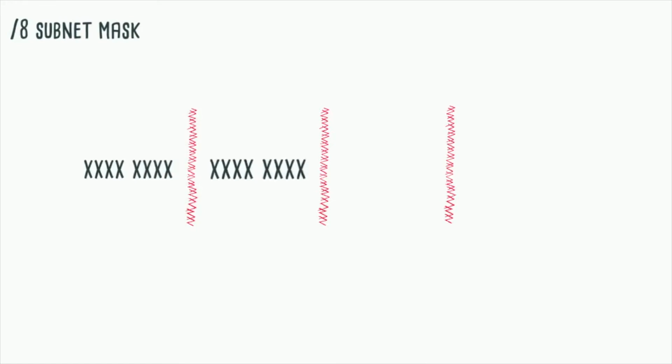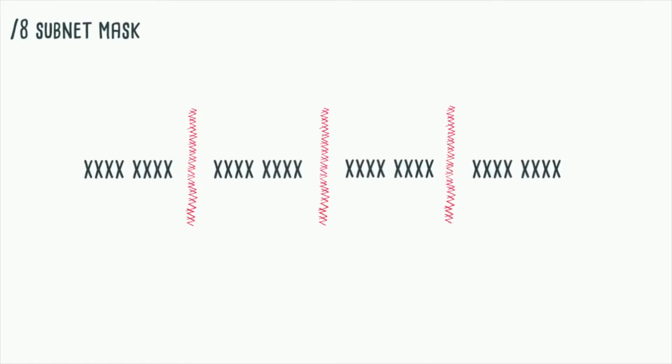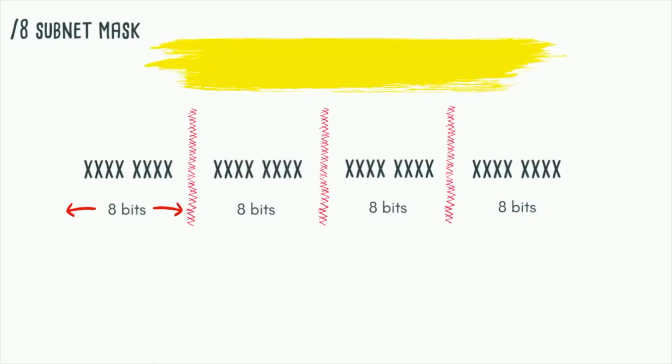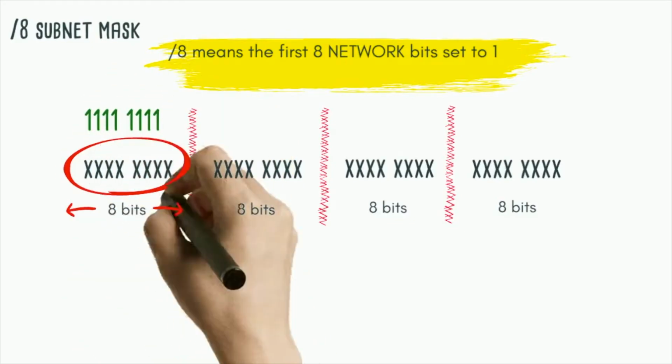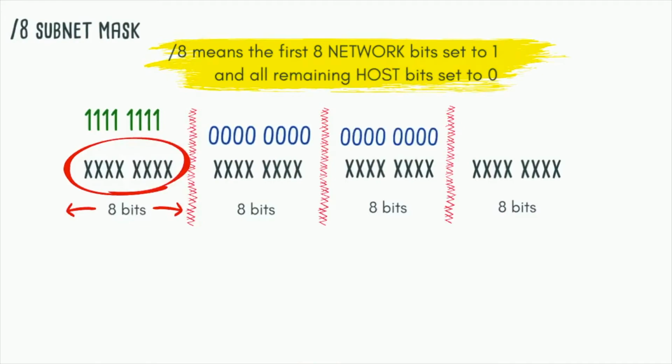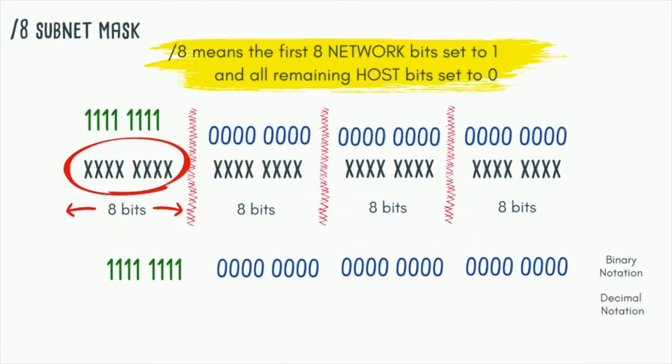First, let's look at the /8 mask in the binary notation. Again, there are 4 octets in an IPv4 address. Each octet is 8 bits long. In the /8 mask, the first 8 bits are for the network bits, and the last 24 bits are for the host bits. Here, the first 8 bits are set to 1, while the remaining 24 bits are all set to 0. Remember that machines only understand the decimal notation. We can translate these binary values into decimal quickly using an IP calculator. Here, we get 255.0.0.0 after the conversion.